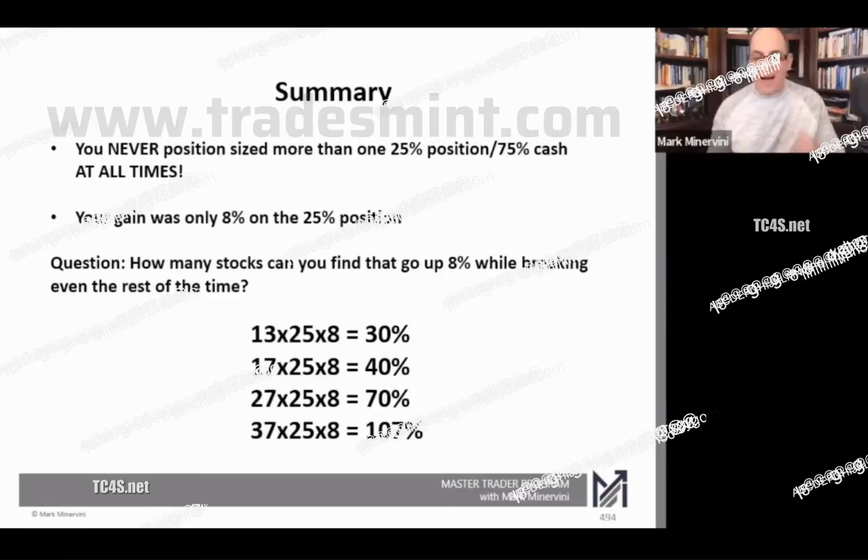So the question is, how many stocks can you find that go up 8% while breaking even the rest of the time? If it's 13, you make 30%. If it's 17, you make 40, and you can go on and on. You can do this math. And if you can find more than 37, then you'll make more than 107%. Okay. I've had years where I've been up over 400%.